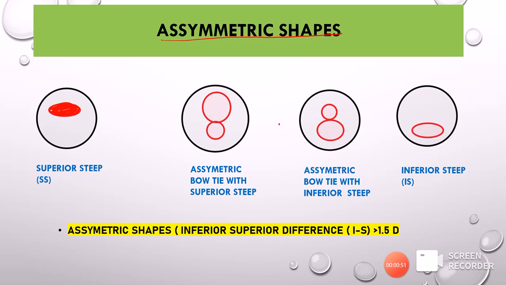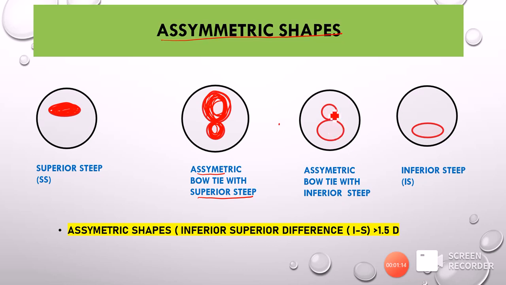Or you can get a bow tie, but this bow tie will not be symmetrical. You can see this is a bow tie shape. There are two circles which I have drawn, but the upper one is bigger than the lower one. That means there is an asymmetrical bow tie, and because the upper one is a bigger area, the upper one is steeper. So it could be an asymmetrical bow tie with superior steepening.